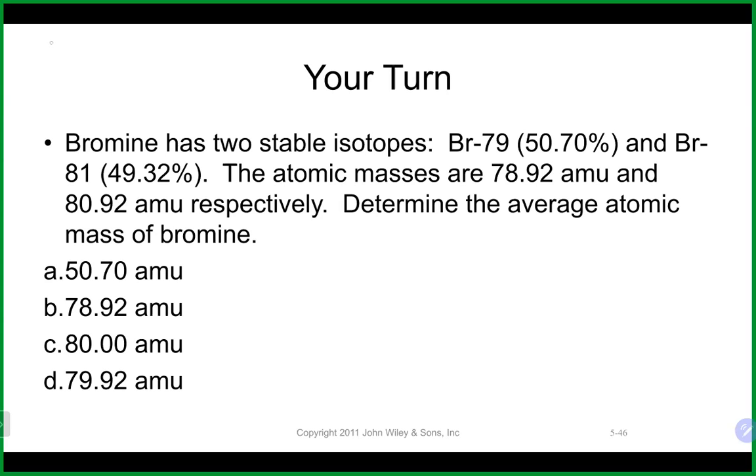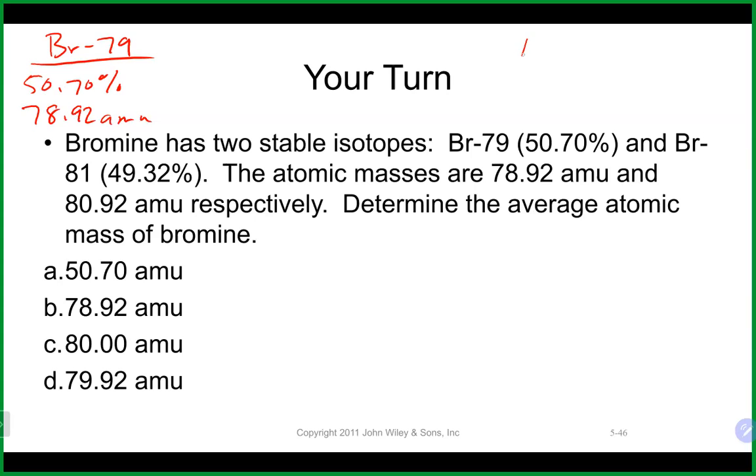If we just gather up the information for each, we have bromine-79, and that occurs about 50.70% of the time, and it has a mass of 78.92 AMU.